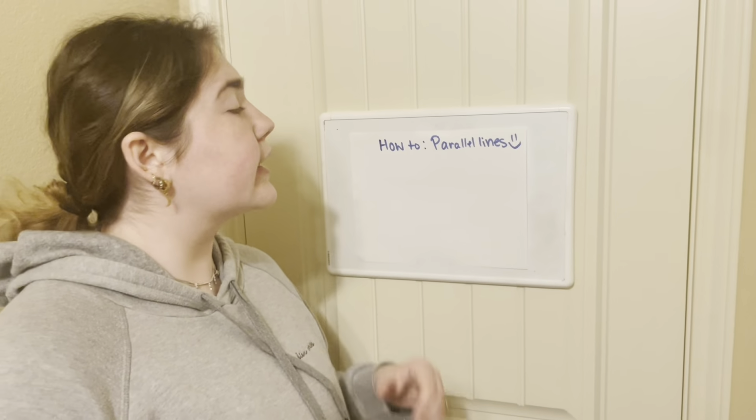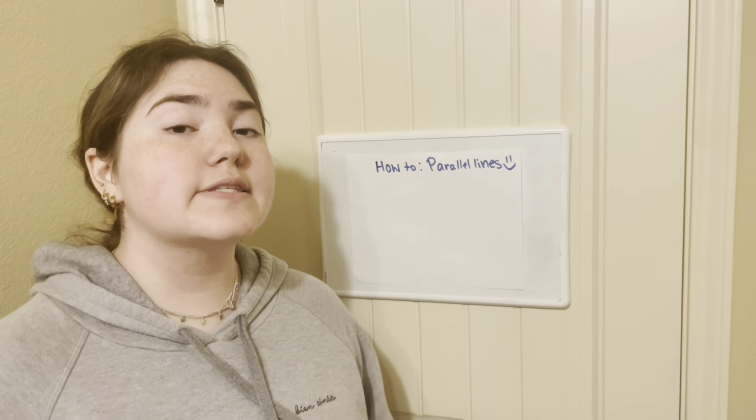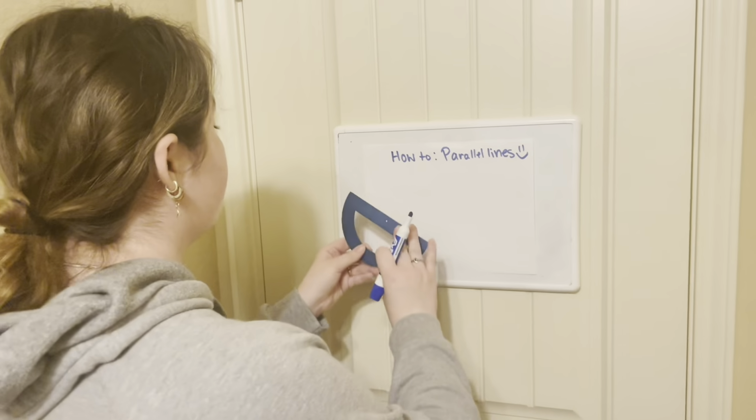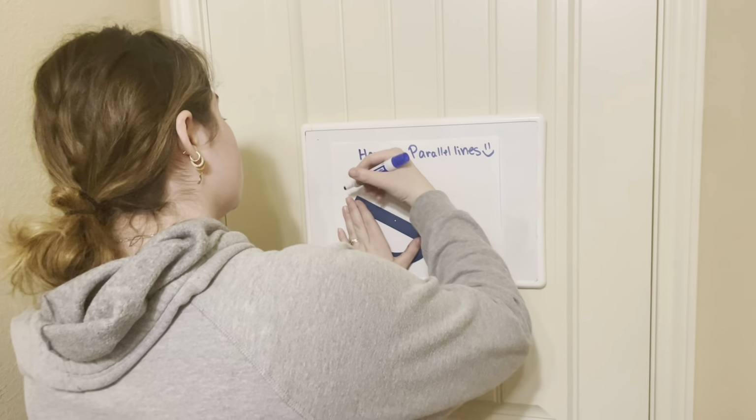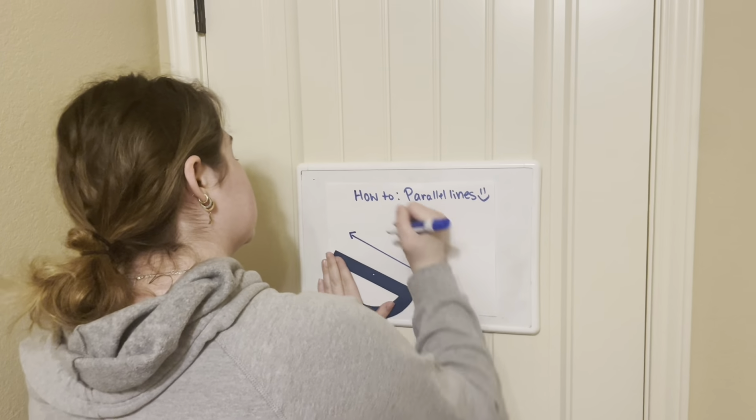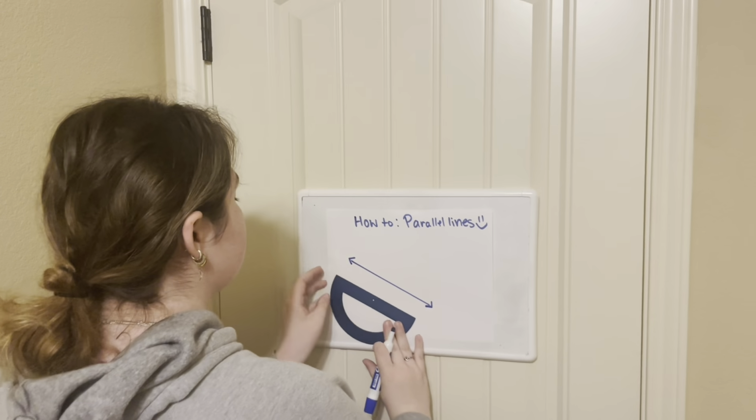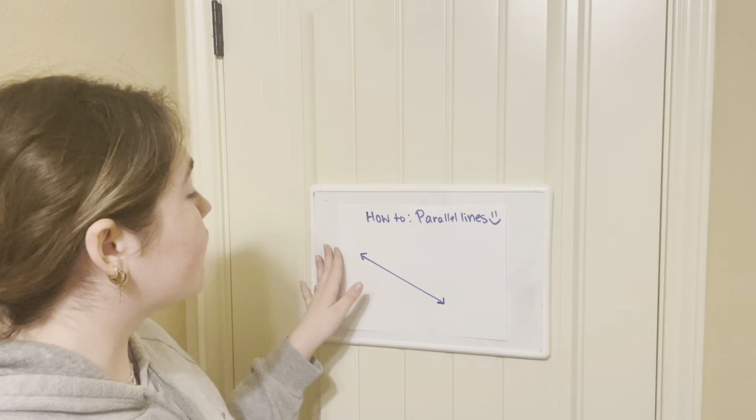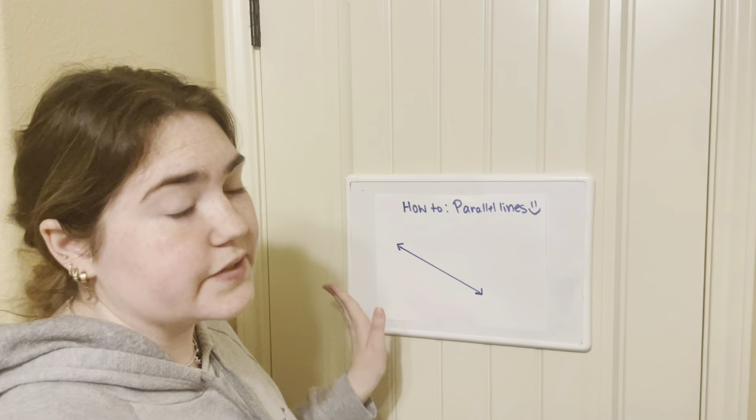Okay, so now we're going to construct a set of parallel lines. My first step is I'm going to draw my initial line with my straight edge. So here we go. All right, so here's our first initial line. So now our main objective is to draw another line that will never intersect this line whatsoever.